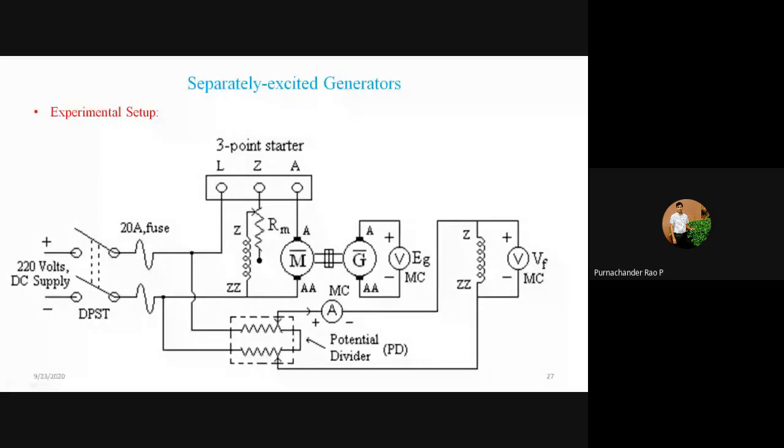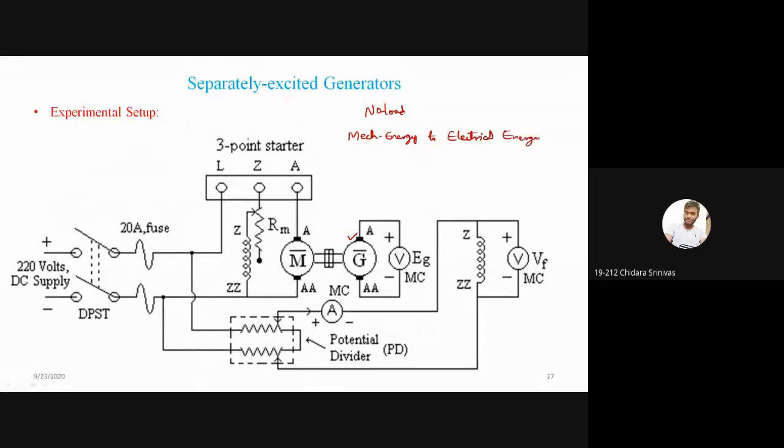So this is the experimental setup we use in our electrical machines lab. Okay, so this is our generator. This is the generator for which we need to find the no load characteristics. No load characteristics must be obtained for this generator. So the generator converts mechanical energy into electrical energy. Am I right?